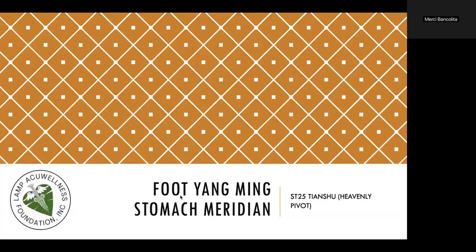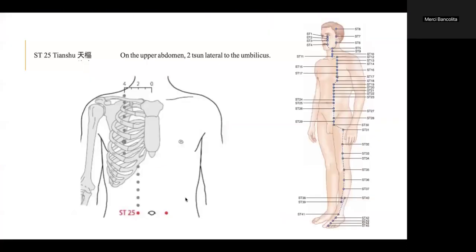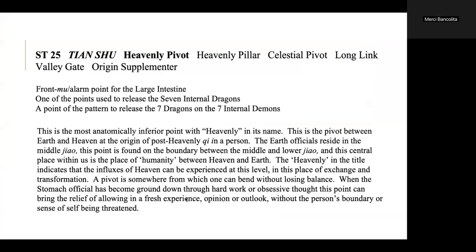Now let's have the Foot Yangming Stomach Meridian. Stomach 25, Tianshu, Heavenly Pivot. Stomach 25, Tianshu, is located on the upper abdomen, 2 cun lateral to the umbilicus. Stomach 25, Tianshu, Heavenly Pivot, or the Heavenly Pillar, Celestial Pivot, Long Link, Valley Gate, Origin Supplementary.